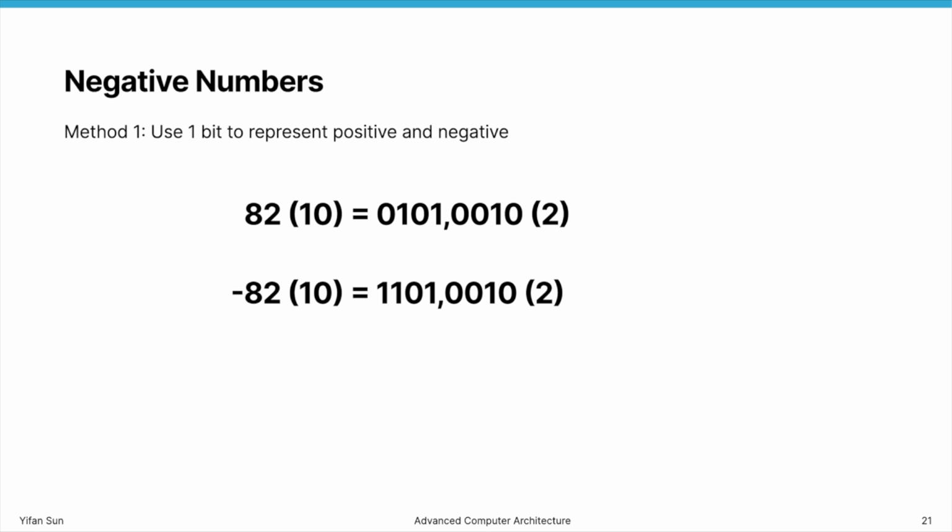Okay, let's talk about how negative numbers are represented. For negative numbers, the simplest method is this way. We can dedicate 1 bit, the first bit, to represent the sign. So if it's 0, we just say it's a positive number. If it's a 1, then we say it's a negative number. This is method 1.